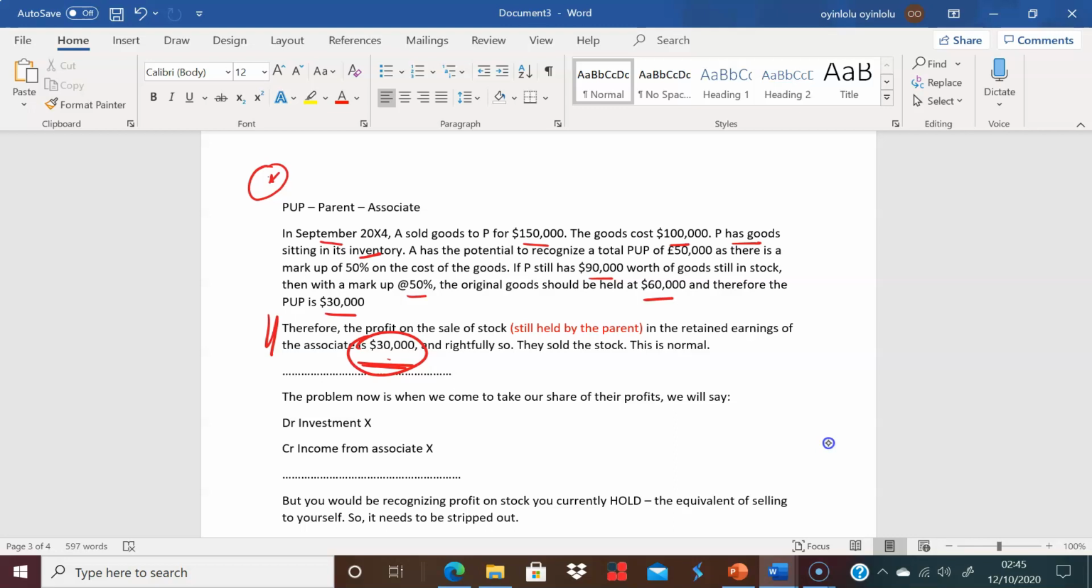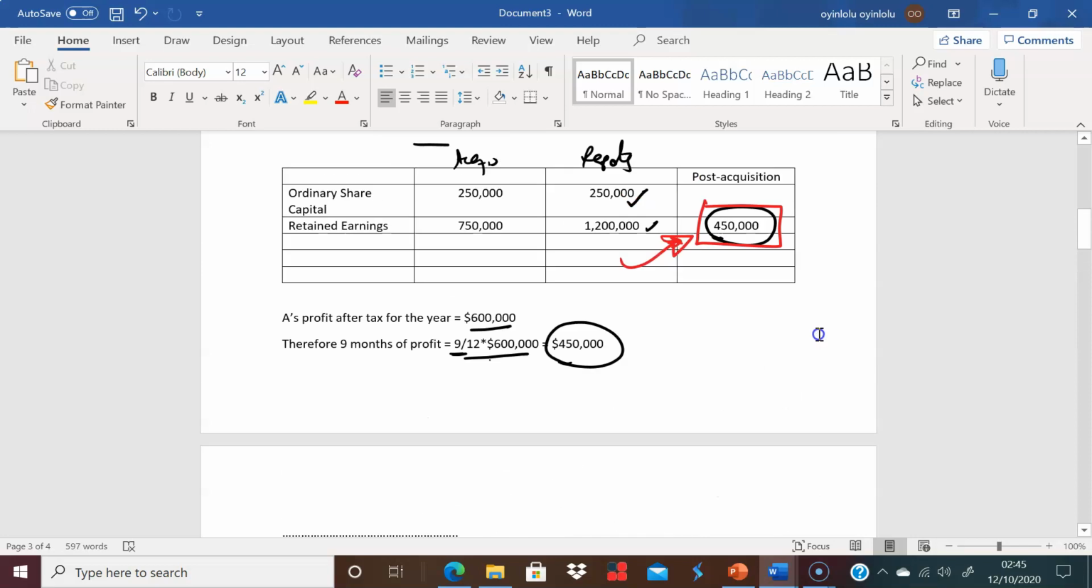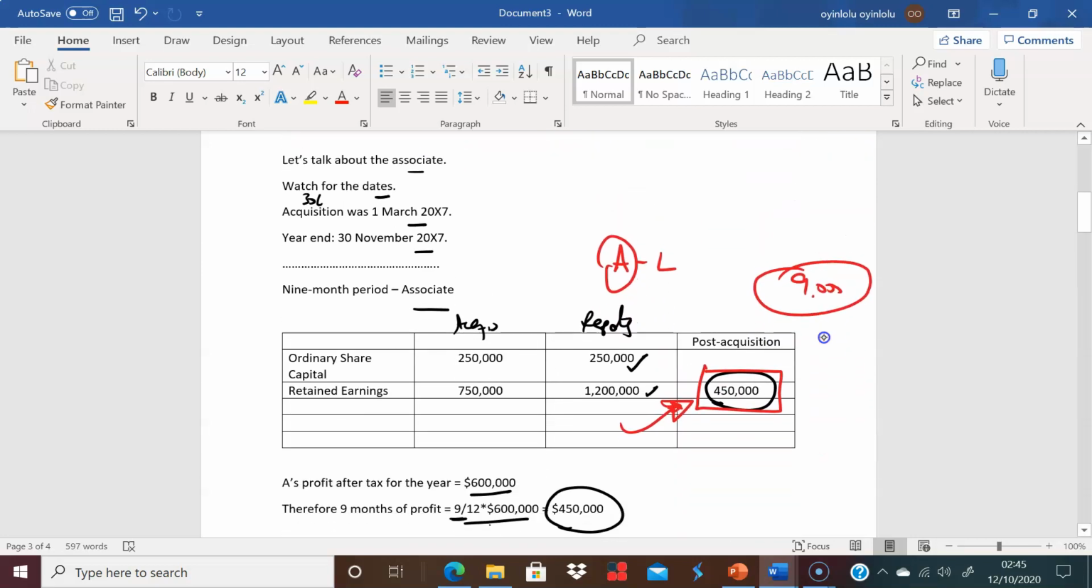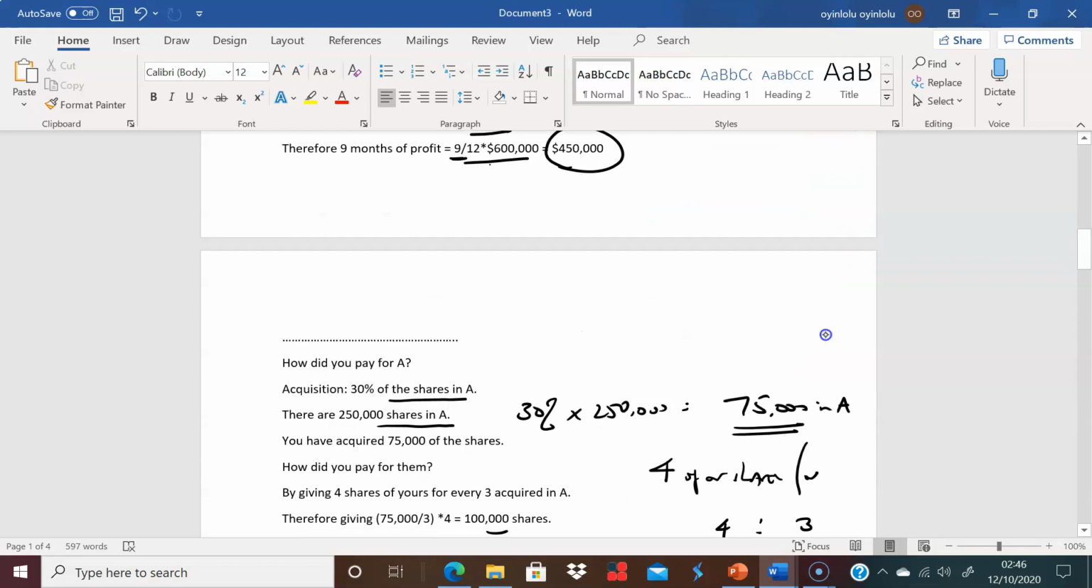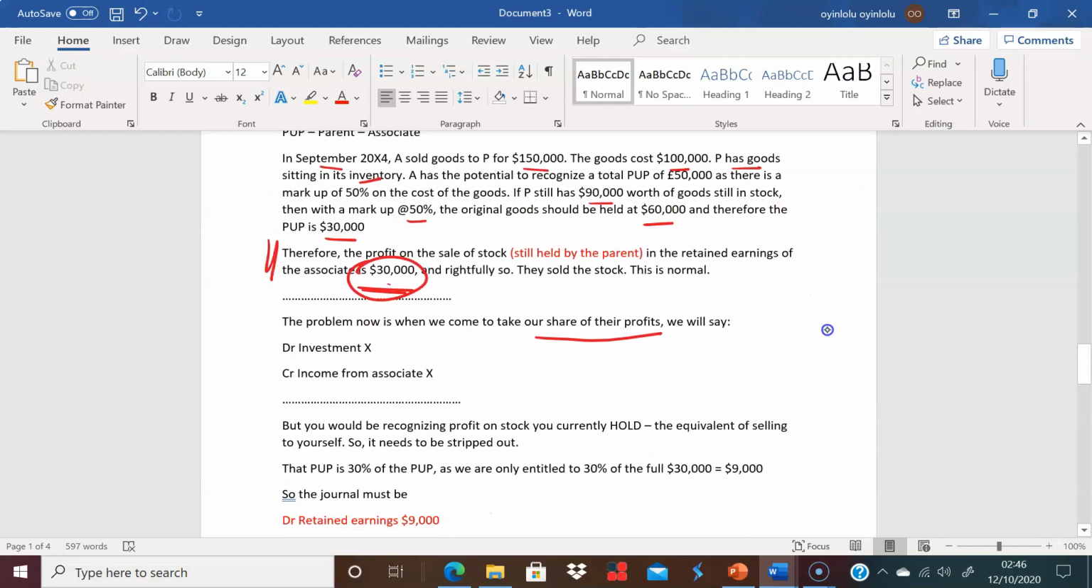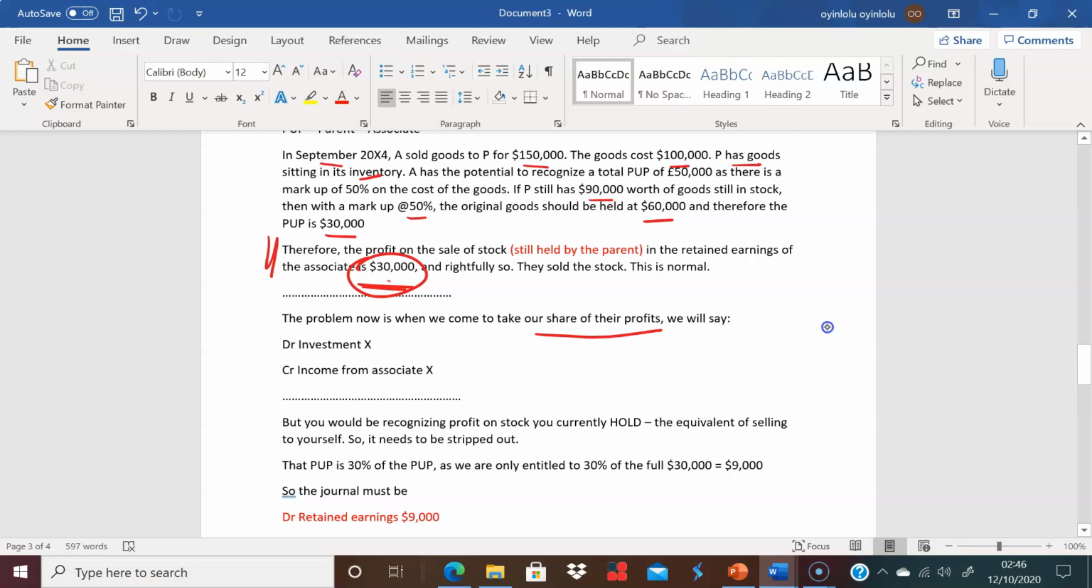The problem only arises when we do our year-end accounts and take a share of their profits. Normally we take a share of their post-tax profits, as in working 2 over here, and we debit our investment with our share of the profits. Remember, we're just adding on, and credit income. We say, okay, we have received income from our associate. That's not a problem. That's what we do.